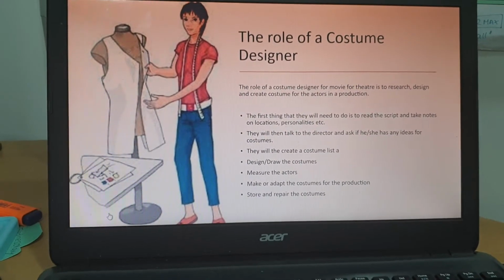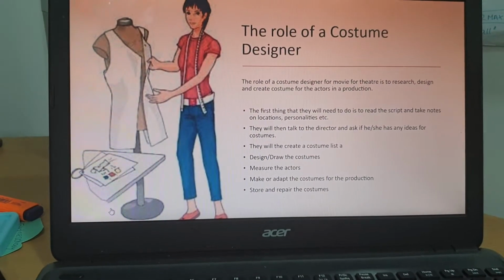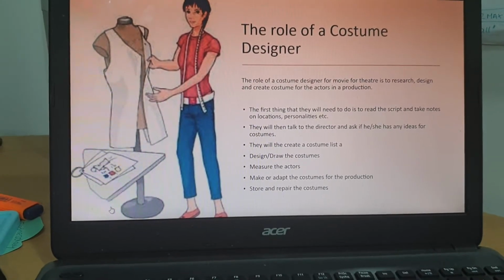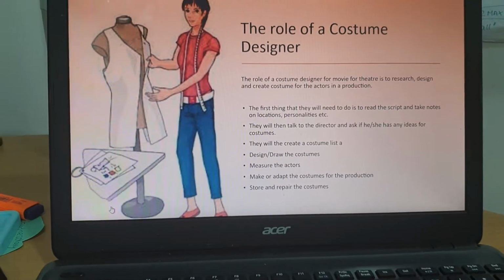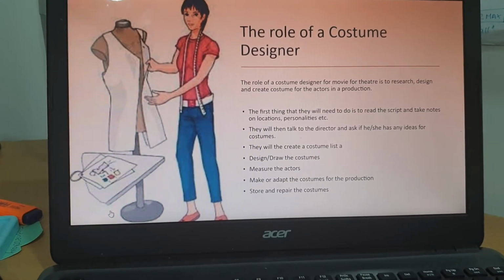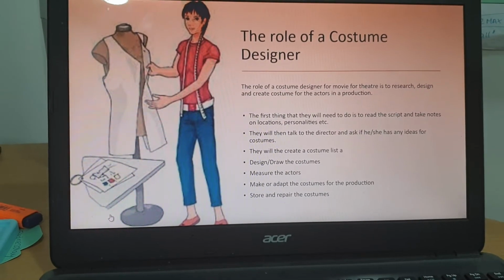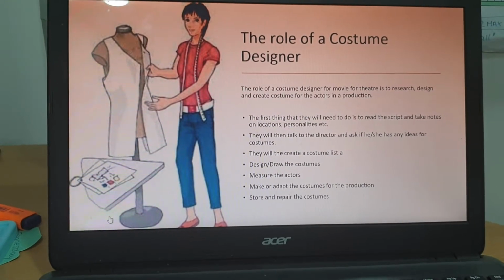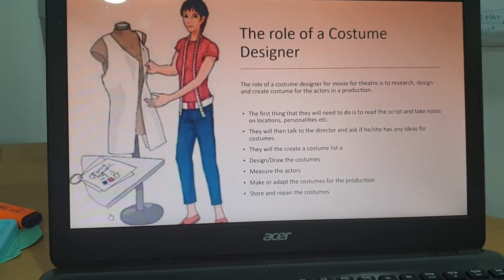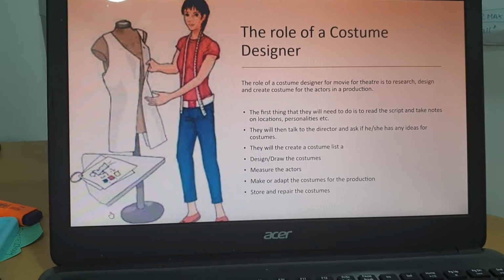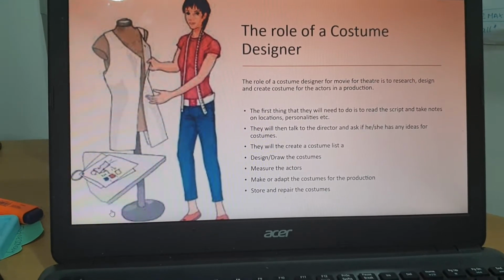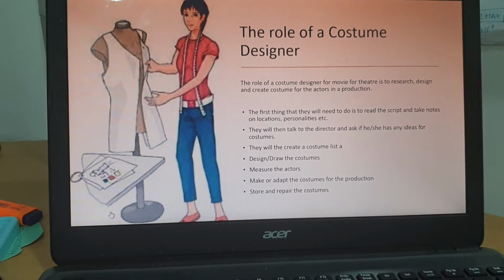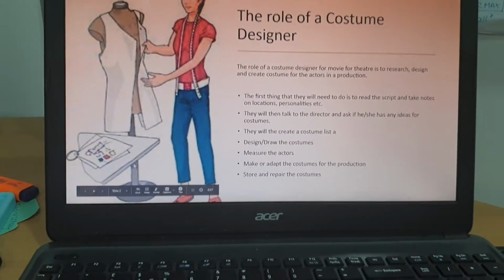The next thing you do is talk to the director and ask if they have any ideas for a costume. The last thing you would want to do is step on their toes. If they've got an idea of how they want something set, as a designer, you take their ideas and work with them. You create a costume list, so that basically is going through the script and reading and writing down the numbers of costumes, changes that are appropriate, and what costumes are required for what scene, for what characters. This is the stage you're going to be at today, where you design and draw the costumes. The next stage is to measure the actors, make and adapt the costumes, and store and repair the costumes if necessary.